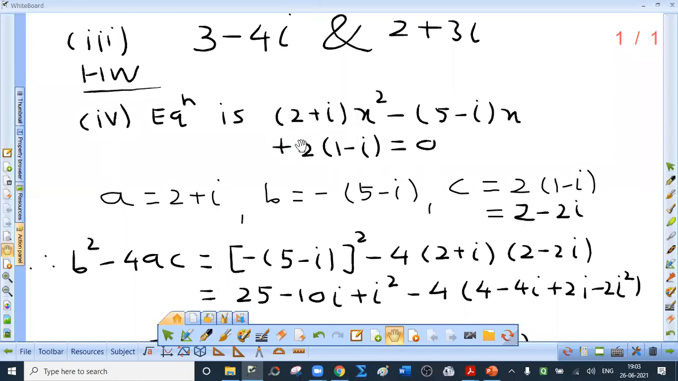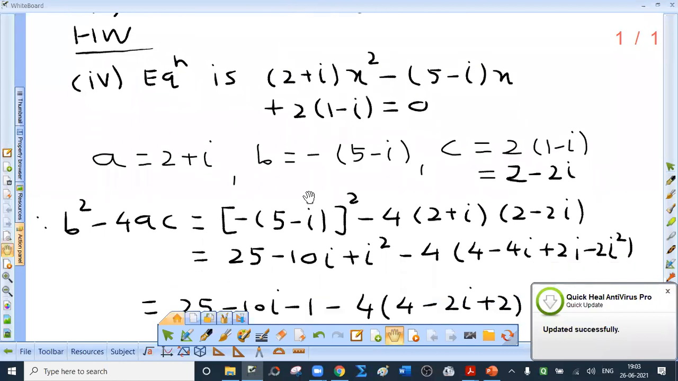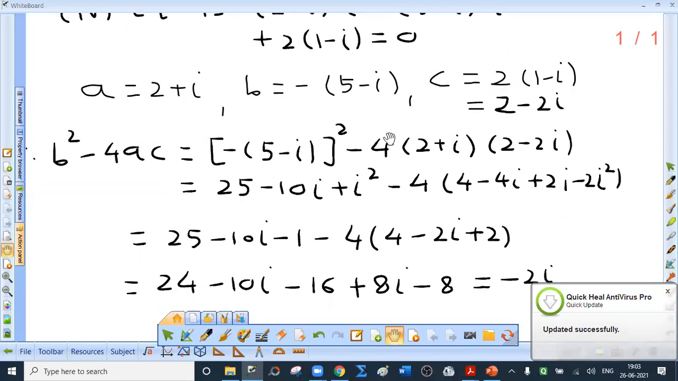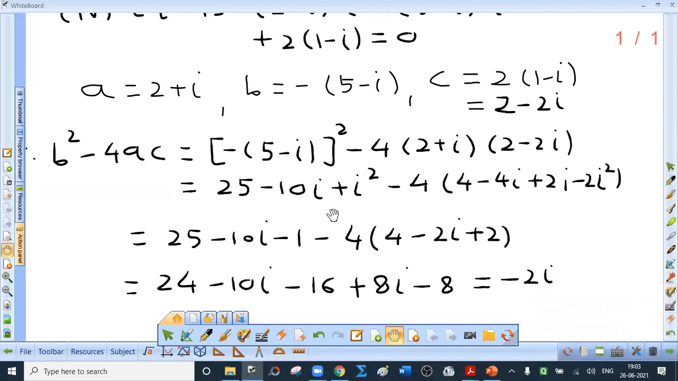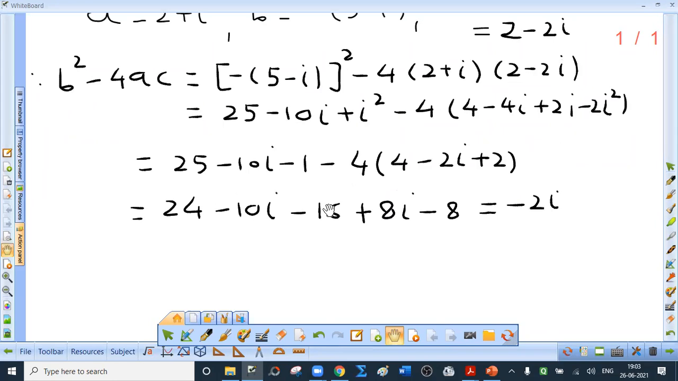Third sum is for homework and the answer is 3 minus 4i, 2 plus 3i. Fourth, what is the equation? 2 plus i x square minus 5 minus i x plus 2 into 1 minus i equal to 0. So these are the values of a, b, c. Find out b square minus 4ac. You have to be very careful while opening the brackets. You will notice that b square minus 4ac comes out to be minus 2i.